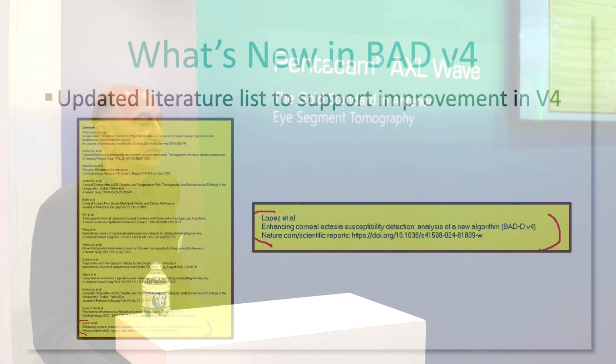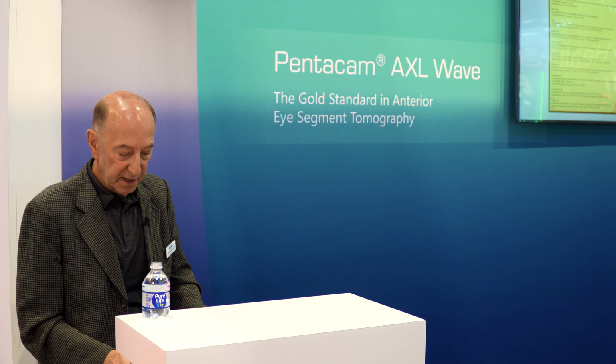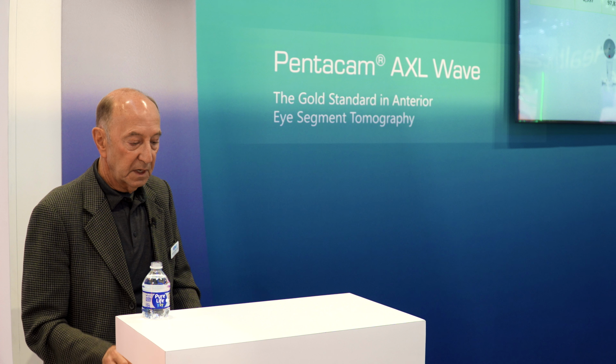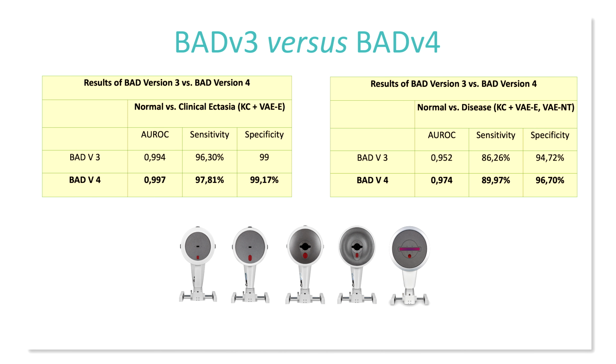So what's the change in the performance? That's really what you want to know. Why are we coming out with a version 4? Okay. So if you look at this table on the left, this compares version 3 to the soon released version 4, separating normal from known keratoconus. Okay? So again, I want to say this is known keratoconic corneas versus normal.